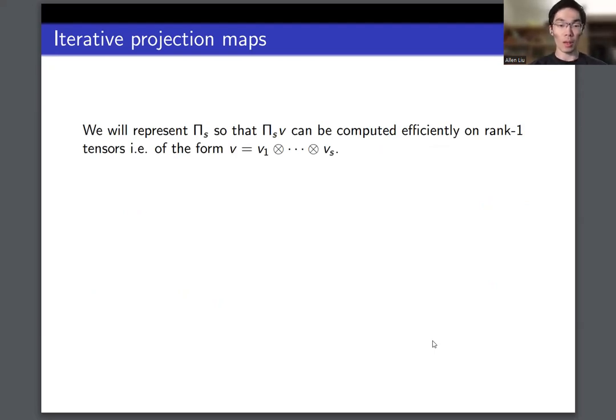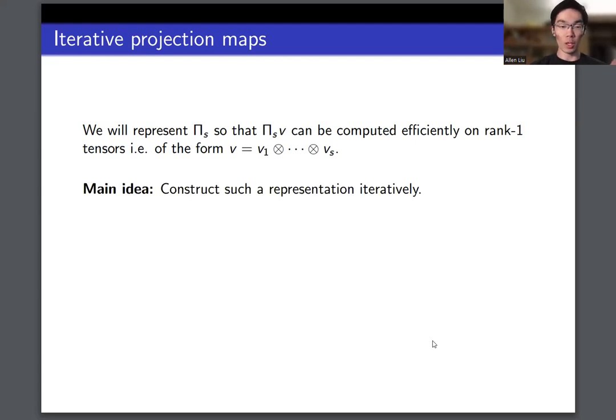With our implicit representation of the projection map, we cannot hope to capture full information, but what we'll maintain is that it can be efficiently computed for specific tensors. So we'll be able to project rank 1 tensors efficiently, so tensors of the form v equals v1 times ... times vs, a direct product of vectors. So we'll maintain that our projection maps can be efficiently applied to these specific types of tensors.